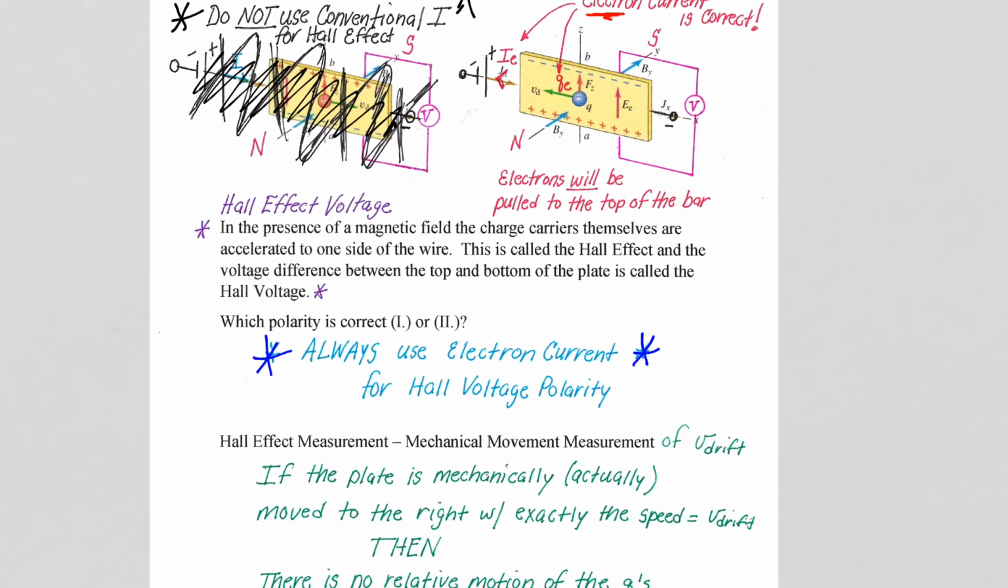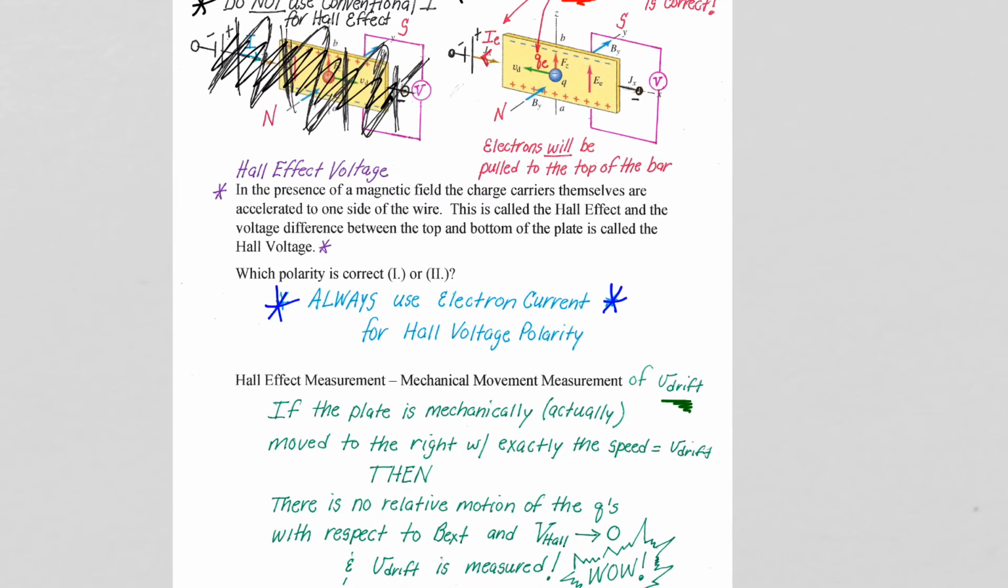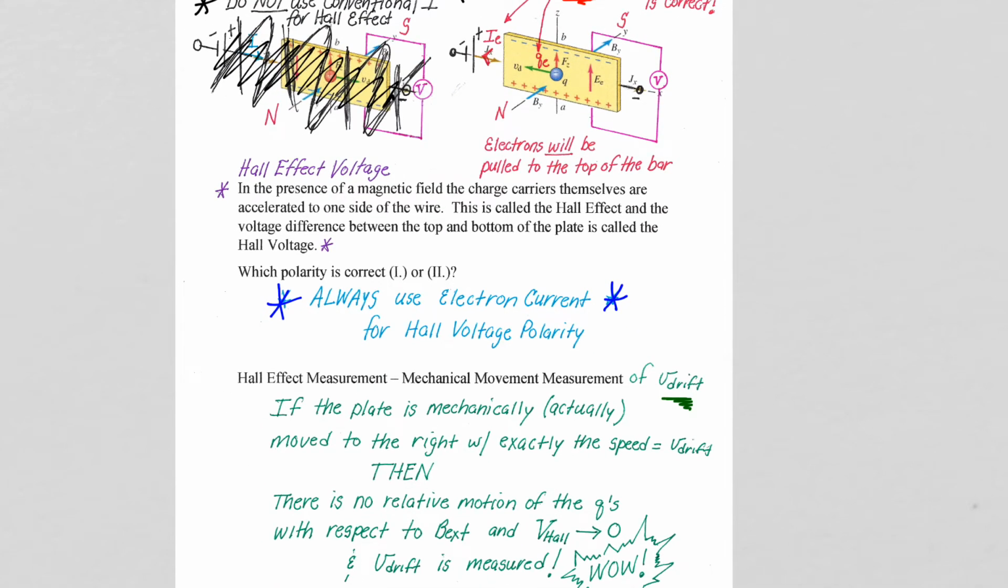The first really cool thing that the Hall effect does is it allows us to mechanically measure the drift velocity of the electrons in that metal plate. And if we put this plate on a table where we could mechanically, by mechanically I mean literally, move the plate to the right.